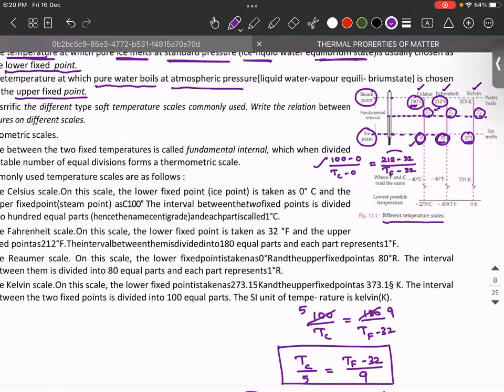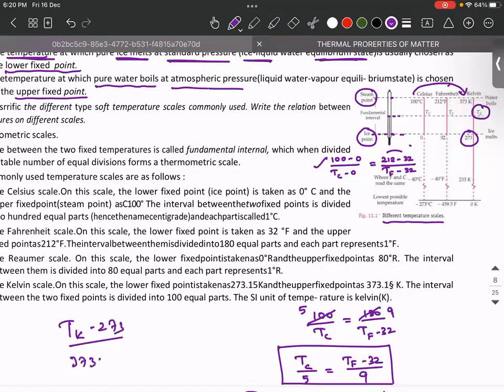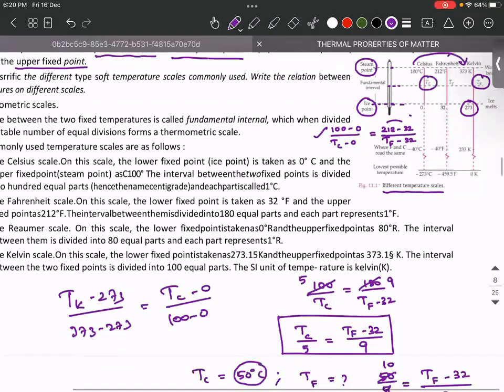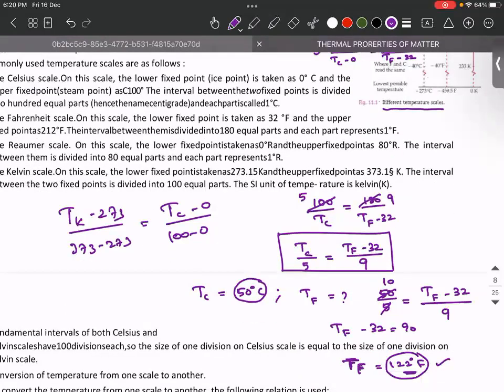Okay. Similarly, if you want to do the conversion from Celsius to Kelvin, what will you do? Or how will you do? Tk minus 273 divided by 373 minus 273 will be equal to Tc minus 0 divided by 100 minus 0. Right?